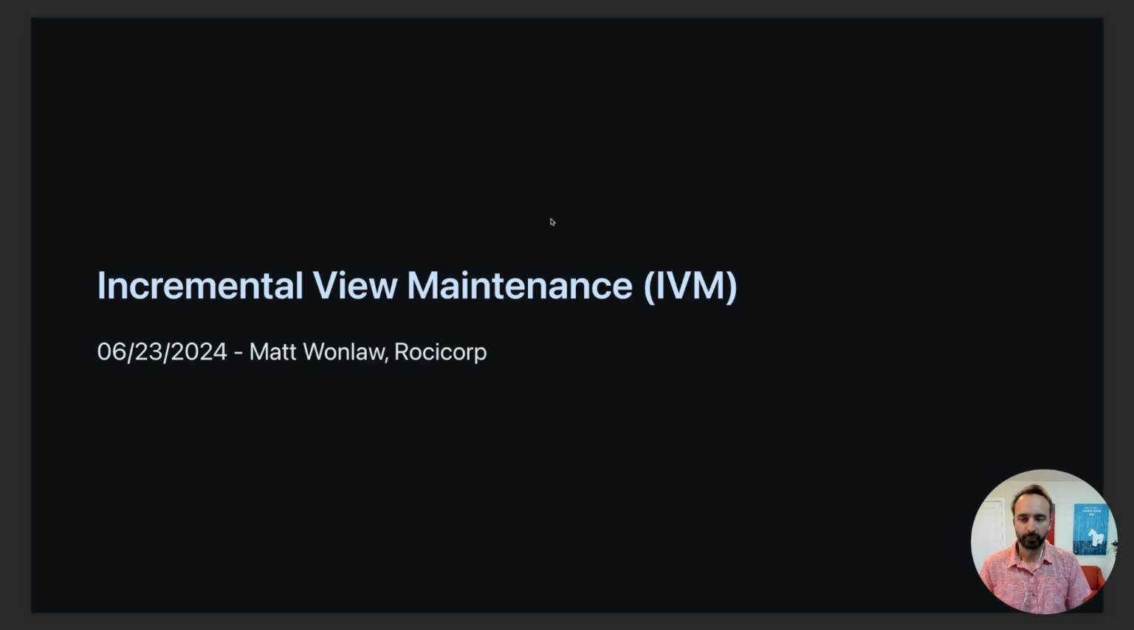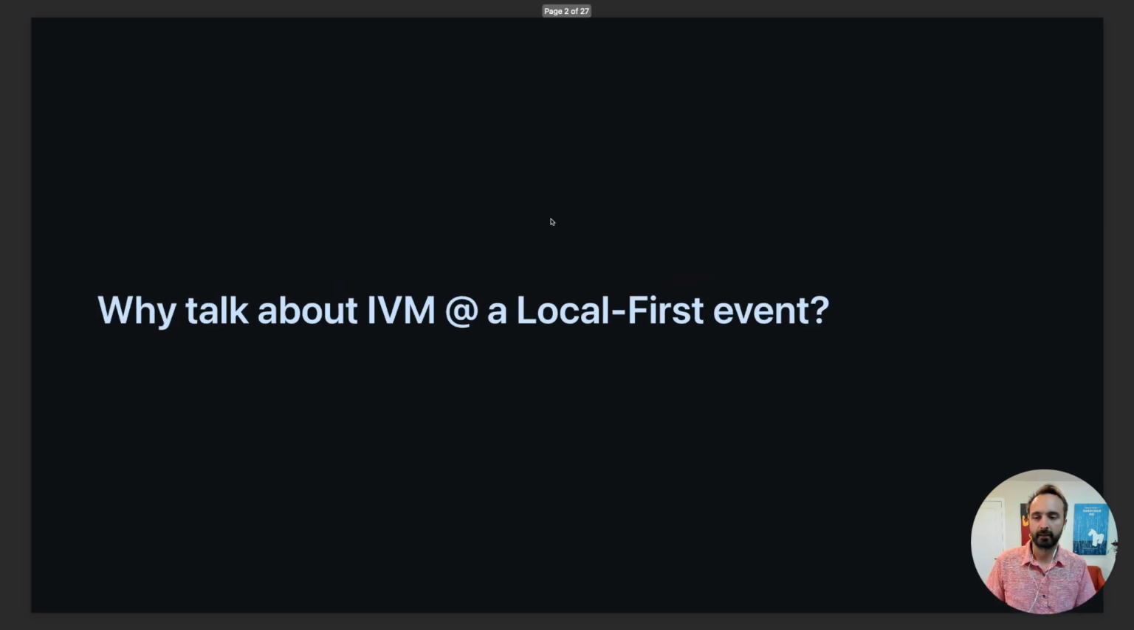What incremental view maintenance is, it's the ability to query your database, and then anytime your database changes, rather than having to rerun the query, it gets automatically updated as write events are processed. So it makes it very efficient to do subscriptions because you're no longer having to rerun queries from scratch anytime some state changes. So why am I talking about incremental view maintenance at a local first conference?